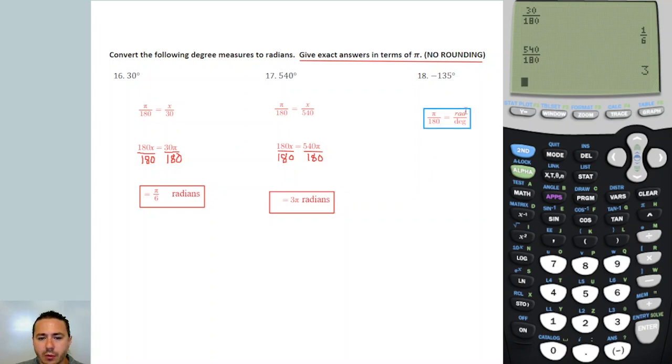So over here we've got negative 135 degrees, and we're looking for our radians. So we're going to make that x. We're going to use the cross products property, just like in all the other ones. So we got negative 135 times pi.